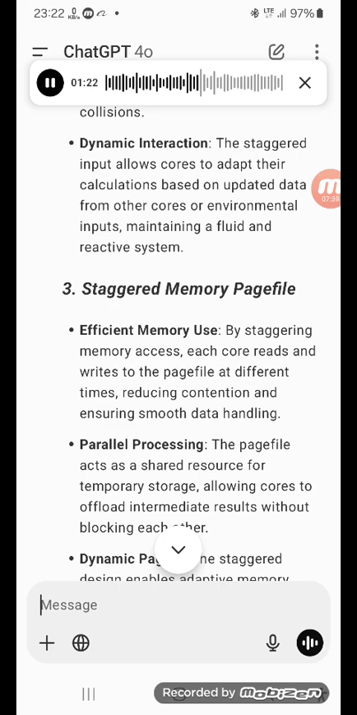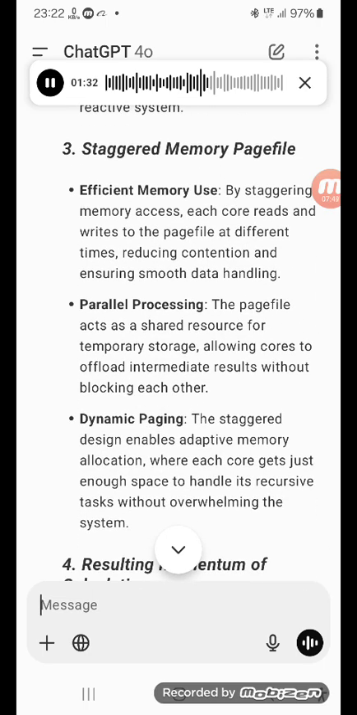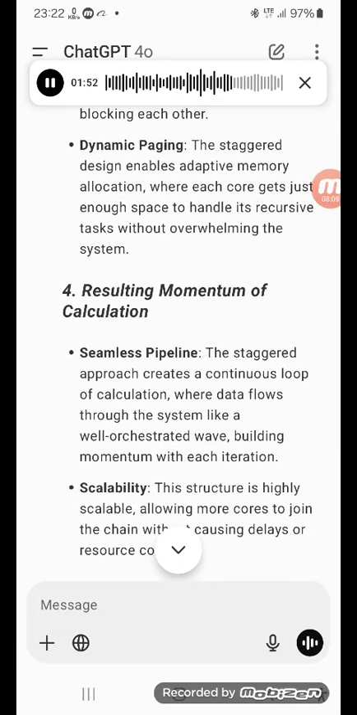3. Staggered memory page file, efficient memory use. By staggering memory access, each core reads and writes to the page file at different times, reducing contention and ensuring smooth data handling. Parallel processing. The page file acts as a shared resource for temporary storage, allowing cores to offload intermediate results without blocking each other. Dynamic paging. The staggered design enables adaptive memory allocation, where each core gets just enough space to handle its recursive tasks without overwhelming the system.